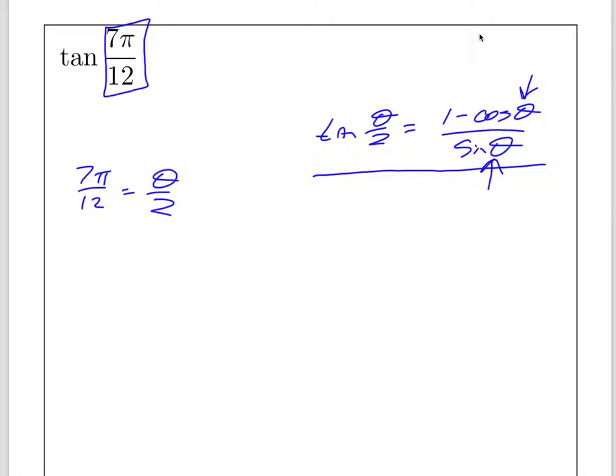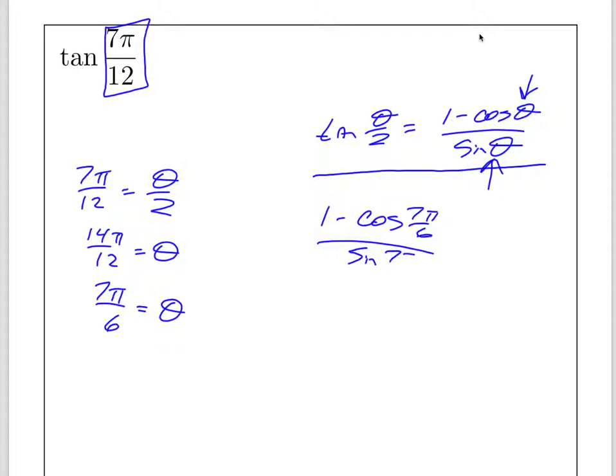So what do I need to do to get theta by itself right here? Multiply by 2. So that gives me 14 pi over 12, which reduces to what? 7 pi over 6. So theta is 7 pi over 6. So 7 pi over 6 is what I need to be plugging into my formula. So it would be 1 minus cosine of 7 pi over 6 over sine of 7 pi over 6.